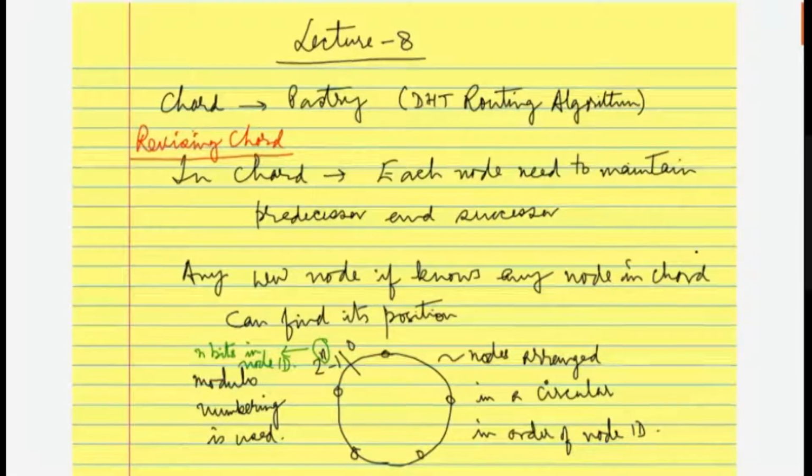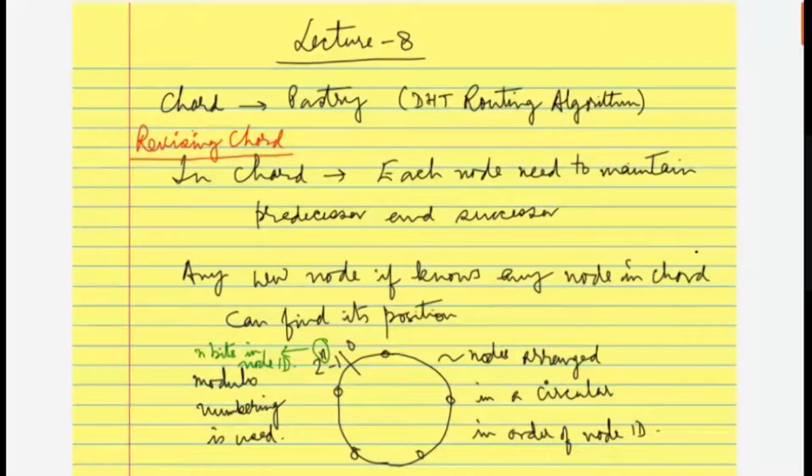So today we will be looking at Pastry, which is another DHT routing algorithm, and which is technically very similar to Chord, where the root nodes are defined, except for minor changes in the definition of distance. We will revise Chord first, and then we will move on to Pastry. So, just a quick revision of Chord.